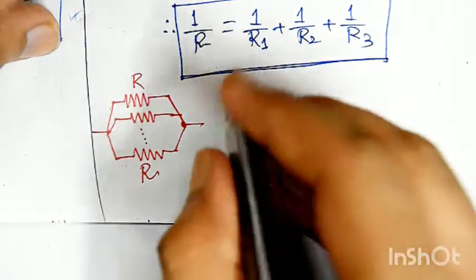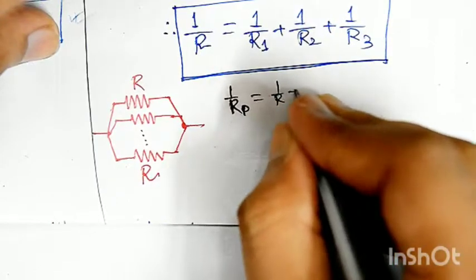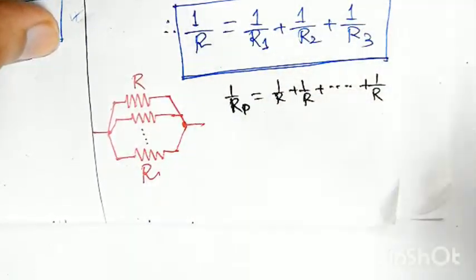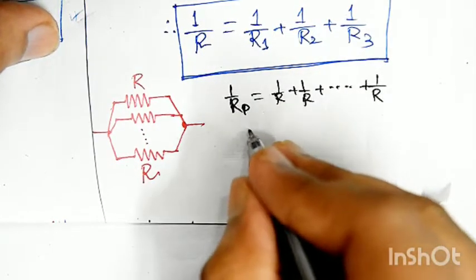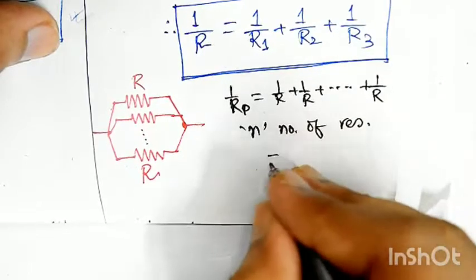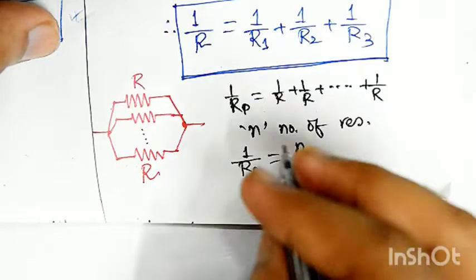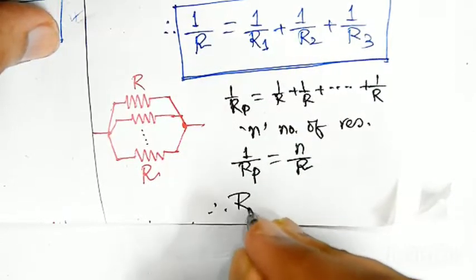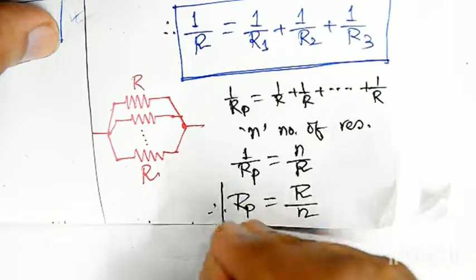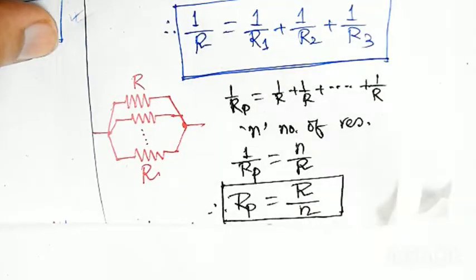I know that 1 by R parallel equals 1 by R plus 1 by R plus so on, for n number of resistances added like this. So if I have n number of resistances, then I should get n by R as 1 over the total parallel resistance. So RP, the net parallel resistance, should be R by n. That means the value of resistance divided by n, the number.